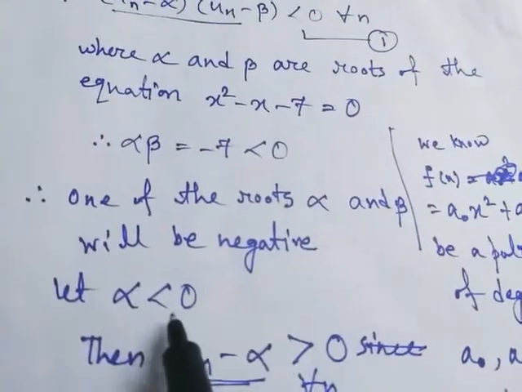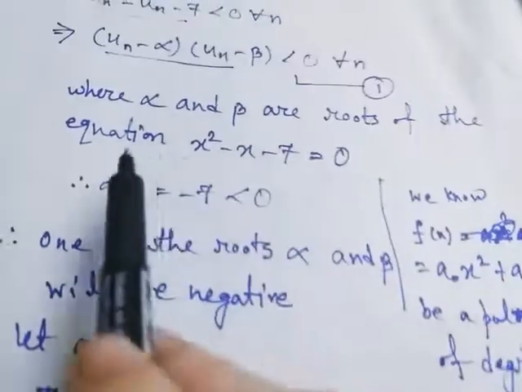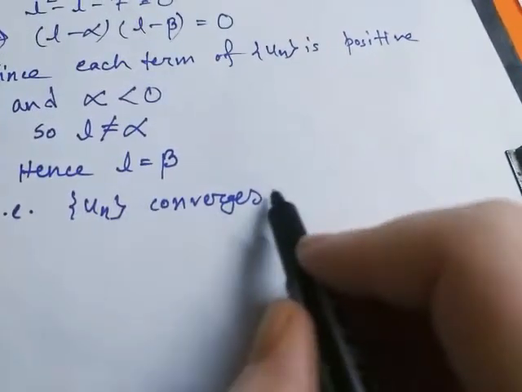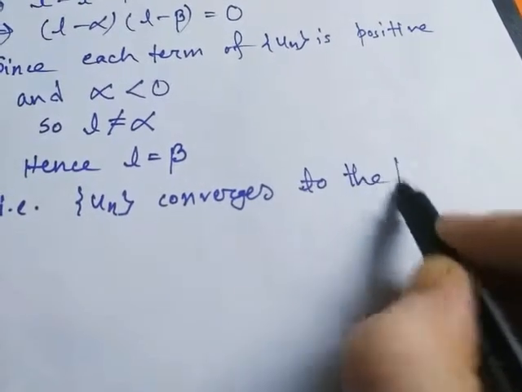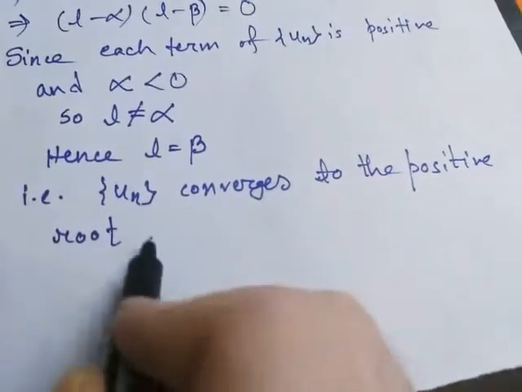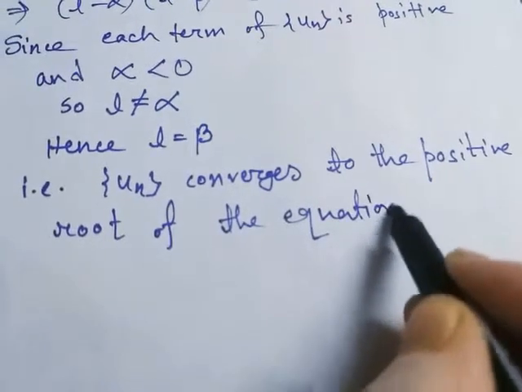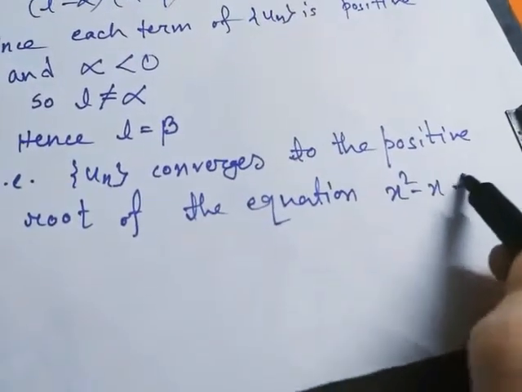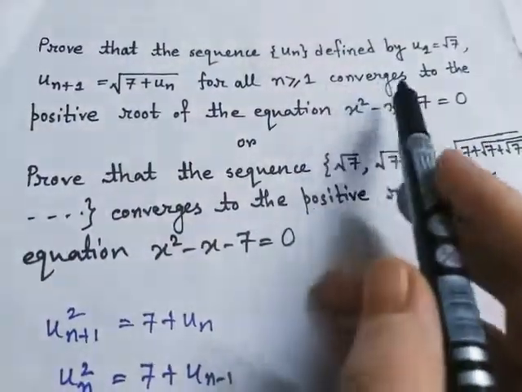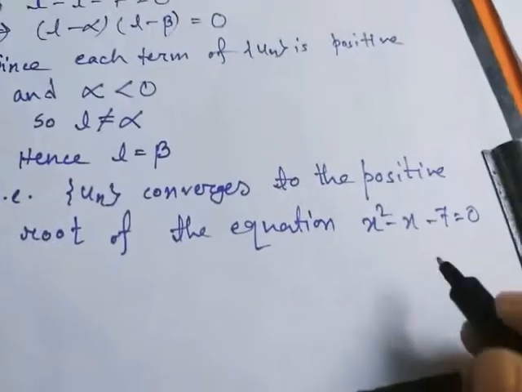We assume that alpha is less than 0 and beta is greater than 0, where alpha and beta are the roots of the equation x square minus x minus 7 equals 0. So the sequence u_n converges to the positive root of the equation x square minus x minus 7 equals 0. So we prove this: the sequence u_n converges to the positive root of the equation x square minus x minus 7 equals 0. Proved.